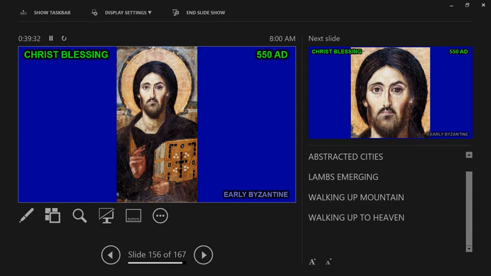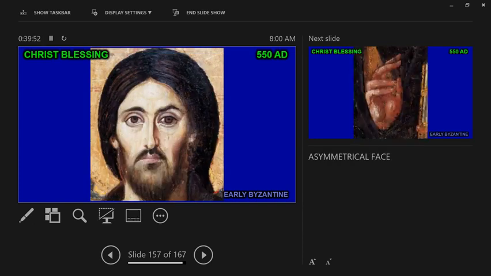Christ is holding in his right hand, his hand is in the pose of blessing. So we have the two fingers that are slightly raised, and then in his other hand he's holding the Bible. We look closely at his face.